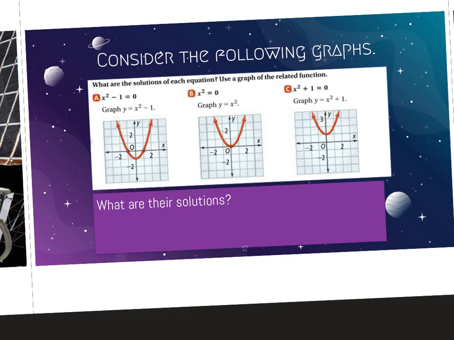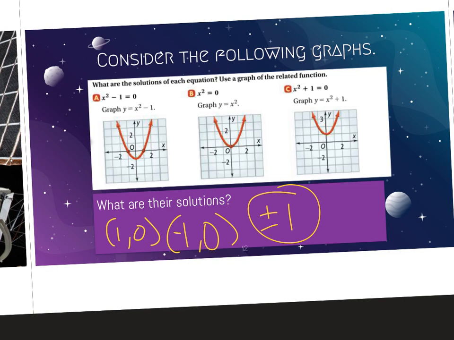So if we're looking for their solutions, and I particularly look at this one right here, all I have to do is name the 2 points. This particular point is located at +1, 0. We're not going up anywhere. So when I write that out, I have (1, 0). And then this particular point right here is at (-1, 0). So we write that as ±1. That's the solution for A. Now B just has 1 point, and it's the origin. So our 1 point is our solution, and it's (0, 0).